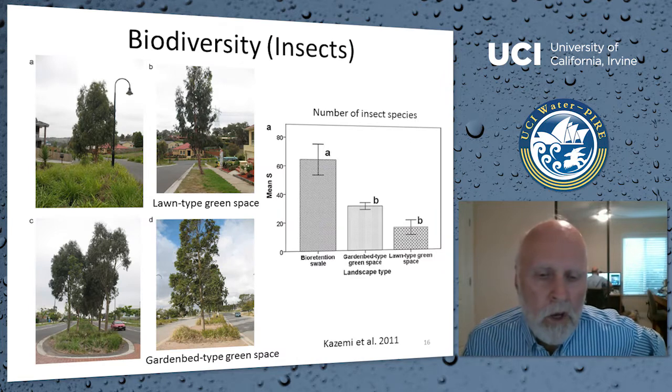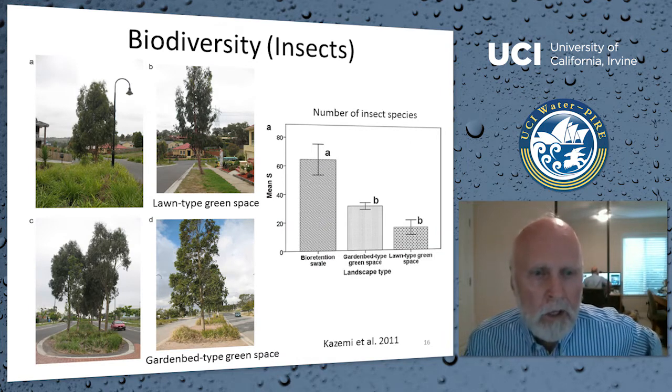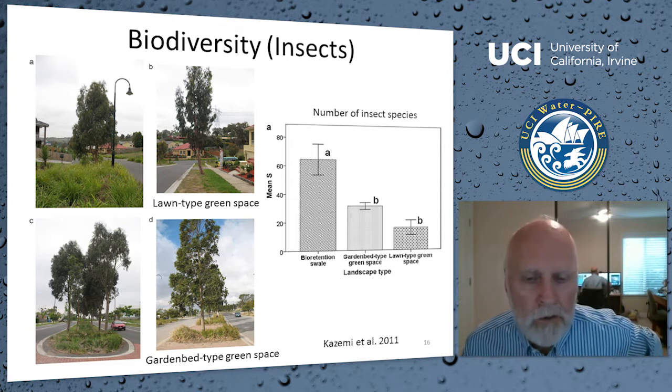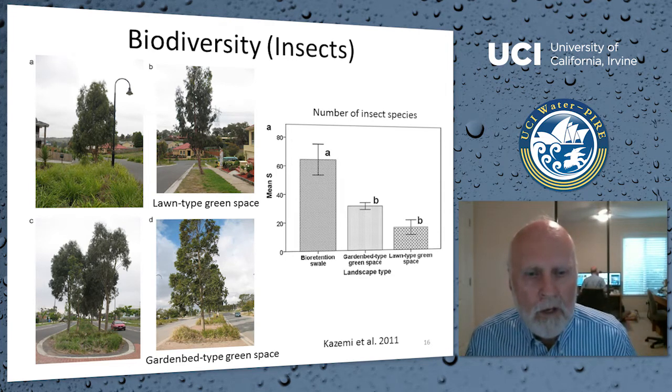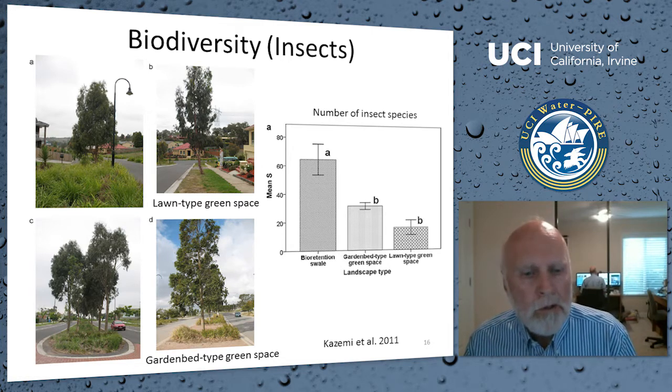And then here's just one example of a study looking at biodiversity in biofilters. It's one example, but it's practically the only example. This study by Kazemi et al. down in Australia. And what you see here is they studied different types of green spaces, bioretention swales, or like gardens, or just lawns.